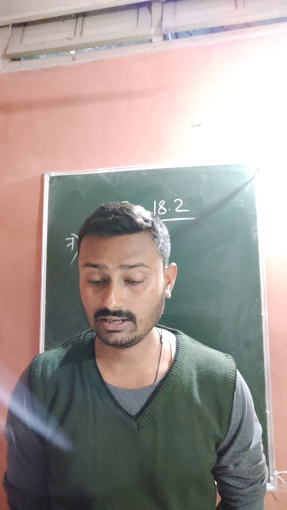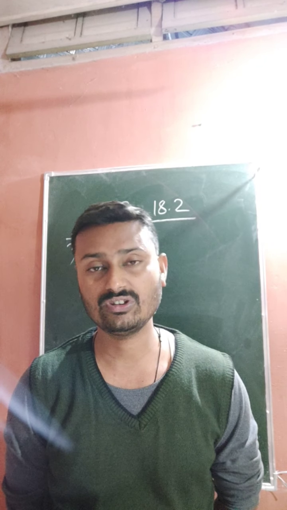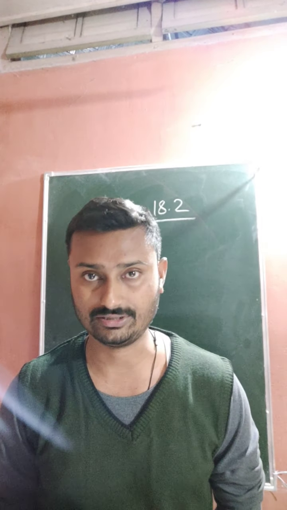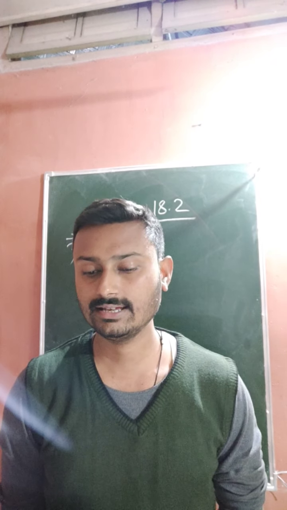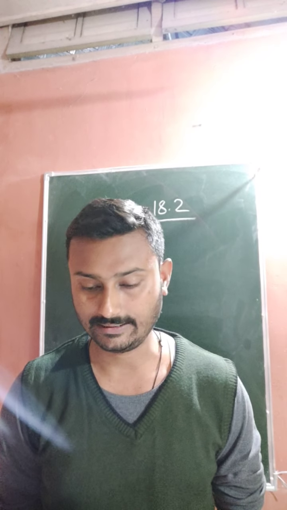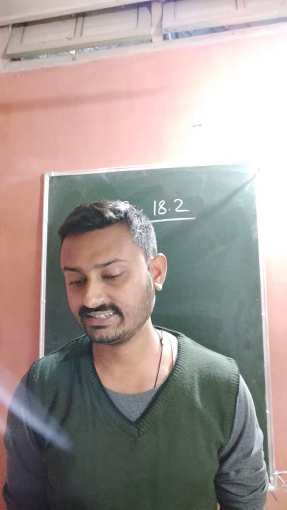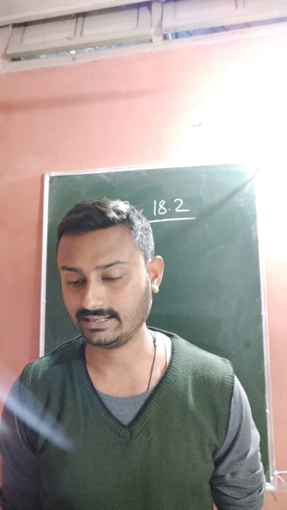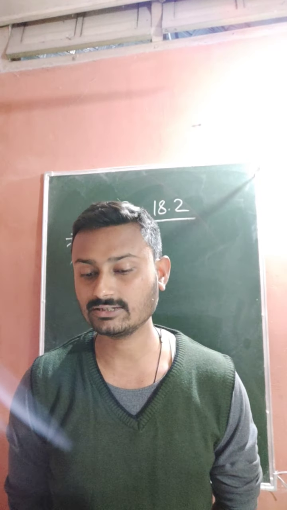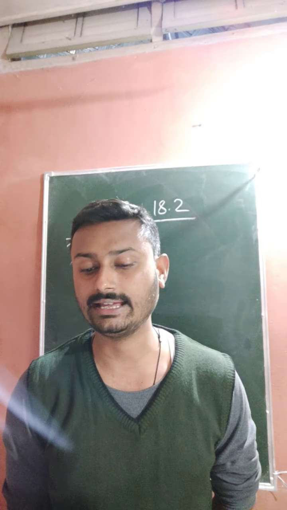Today's class, I will start from exercise 18.2, question number 7. Very, very important question. Sunidhi bought some butter cookies at 9 for rupees 10. Again, she bought the same number of coconut cookies at 11 for rupees 10. If she sells all the cookies at 10 for rupees 10, find her gain or loss percent.